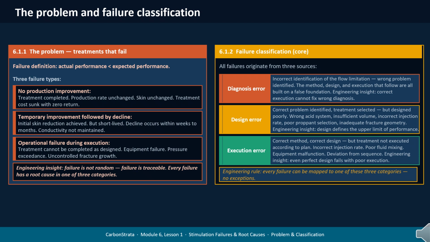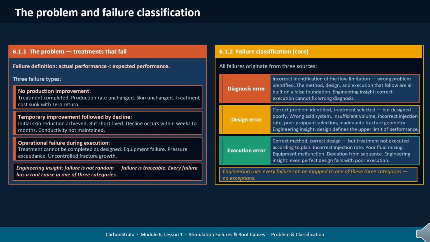Now define observable patterns. Failure appears in three forms. No production improvement. Treatment is completed. Production and skin remain unchanged. This indicates no effective impact on the system. Temporary improvement followed by decline. Initial response is positive. Conductivity or permeability is not sustained.